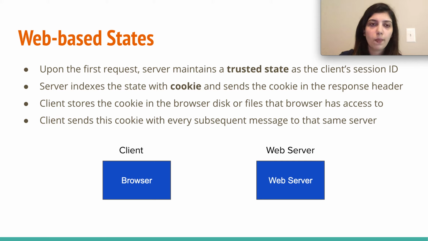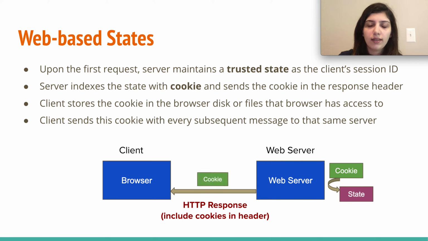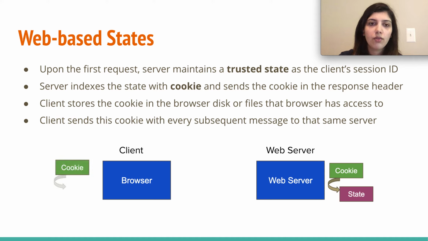First, a user sends a login request along with his or her login credentials to the web server. On successful login, the web server will generate and store a trusted state that is indexed by a cookie. Then the server will send back this cookie along with other information in the HTTP response. Finally, the client will retrieve this cookie and store it in its hard drive locally.